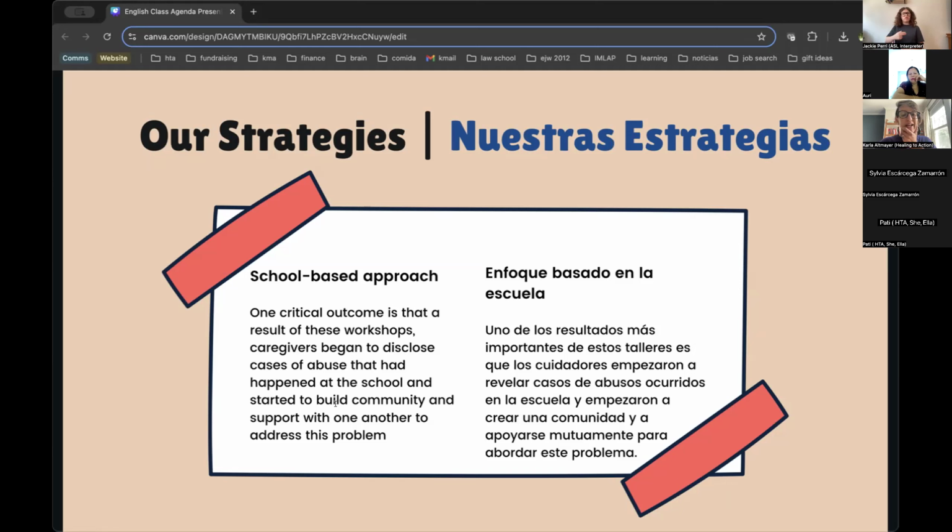And the idea has been that if this school could provide sexual health education to caregivers, then the caregivers would inform how the LSC, or local school council, can allocate funds to support the implementation of sexual health education. One critical outcome of these workshops and of developing this blueprint, and we're still working on building the power of the local school council, is that caregivers have actually started to disclose cases of abuse that have happened at the school and are starting to build community and support with one another to address this problem, which is significant. So that's one strategy that we've been doing.